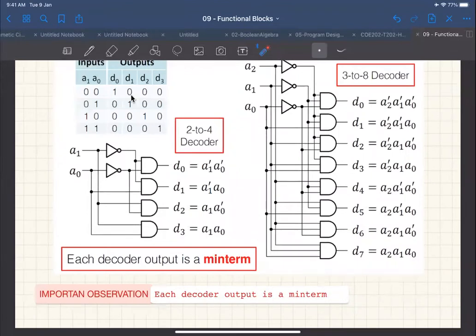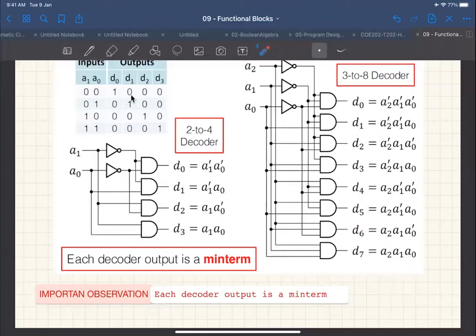Let's challenge ourselves. What is a minterm? A minterm is a product term in which all the literals appear, in complemented or uncomplemented form. You can see here that all the literals of the input appear.